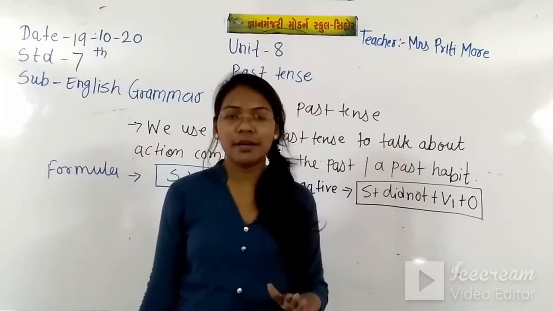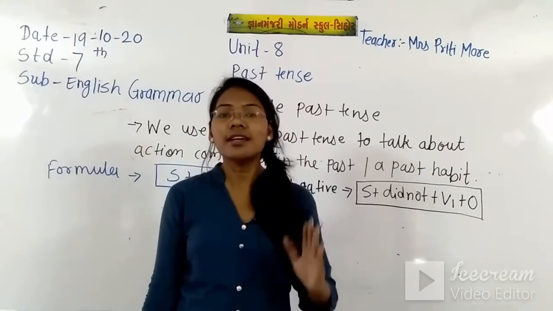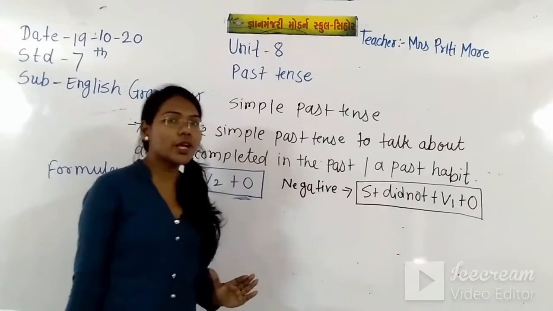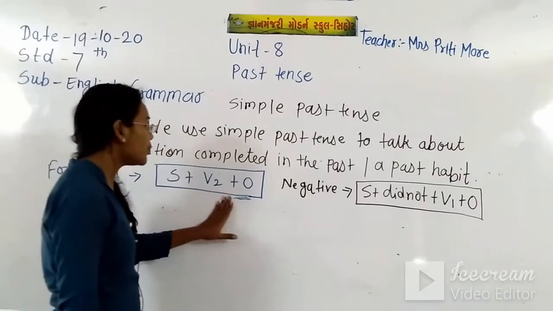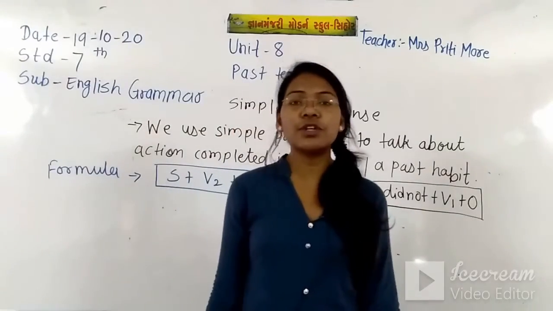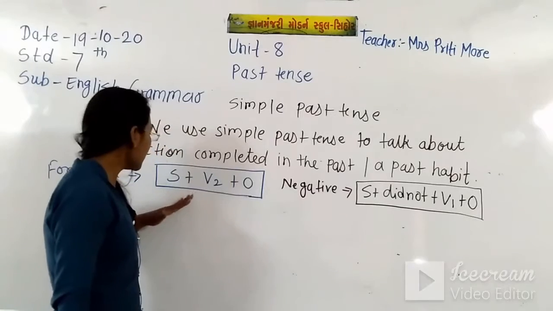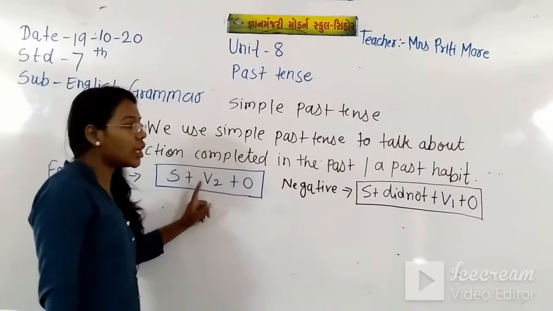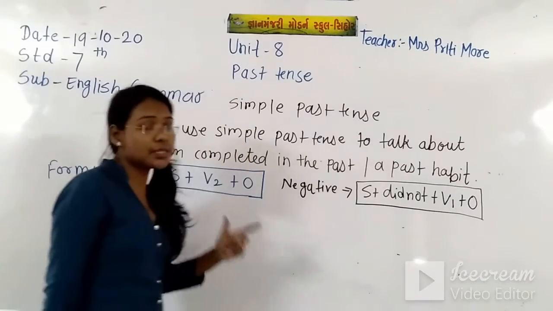जो एक्शन हमारी पास में कंप्लीट हो चुकी है उसको बताने के लिए हम सिंपल पास्ट का यूज़ करते हैं. एंड व्हाट इज़ द फॉर्मूला ऑफ सिंपल पास्ट? द फॉर्मूला इज सब्जेक्ट प्लस V2 प्लस ऑब्जेक्ट. वी यूज द सेकंड फॉर्म ऑफ द वर्ब for making the simple past tense.